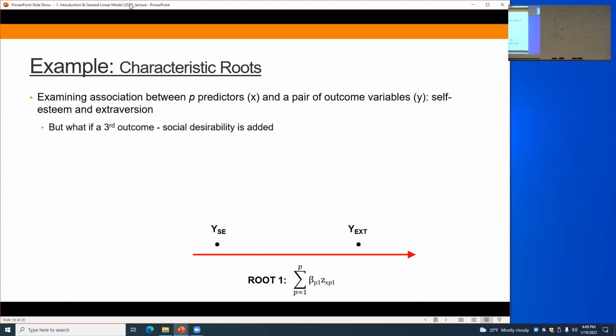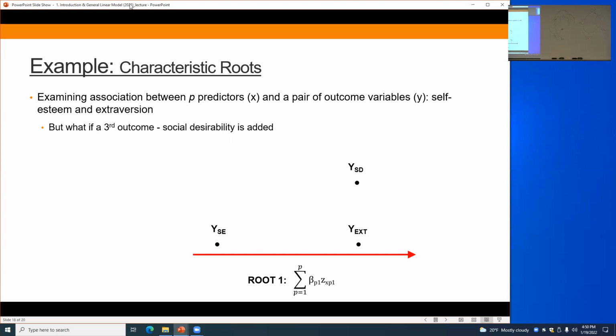What if I add a third outcome? What if I say, okay, I want to add social desirability to the mix? So now I've got a set of predictors, and now I've got three outcomes. And if I plot this in 5-dimensional space, this is where social desirability falls. If I'm looking at this, is my first root capable of differentiating on my outcomes?